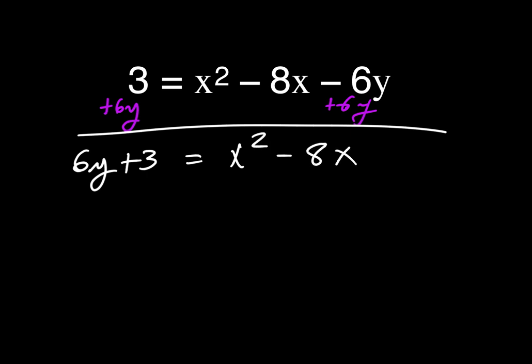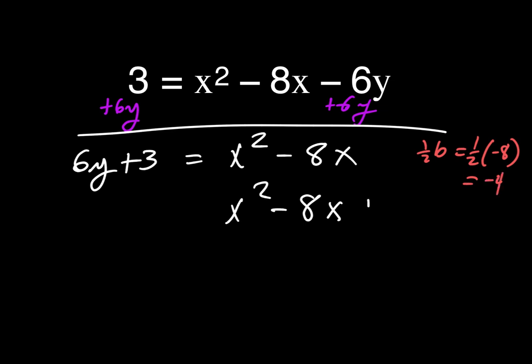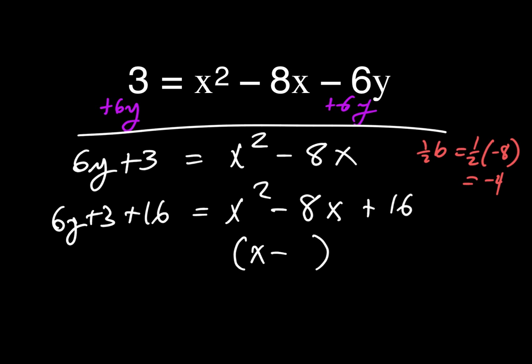I'm going to complete the square on this right-hand side. x squared minus 8x. Half of b is half of negative 8, which is negative 4, squared, plus 16. 6y plus 3 plus 16. What I do to the right side, I have to do to the left side. The right side factors into (x minus 4) squared.